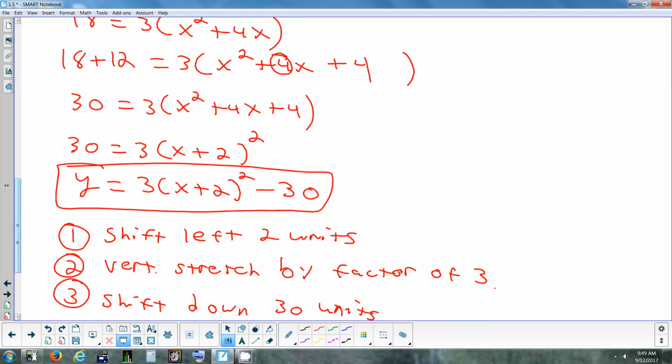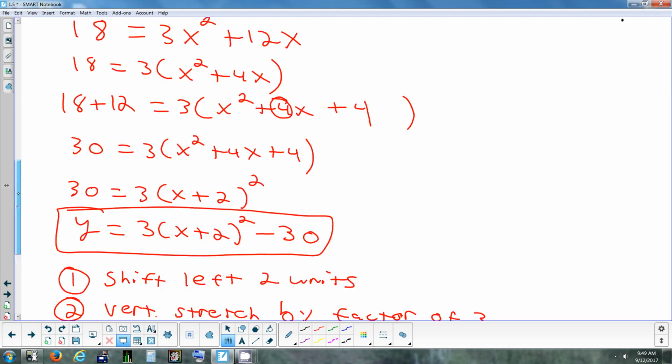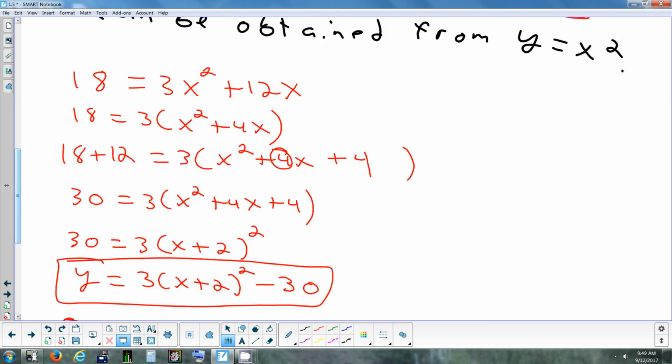So that's how you complete the square. If anybody needs more help with that, let me know. But again, you have to know how to complete the square for these problems. And you don't always have to factor out a 3. This is like the worst case problem.